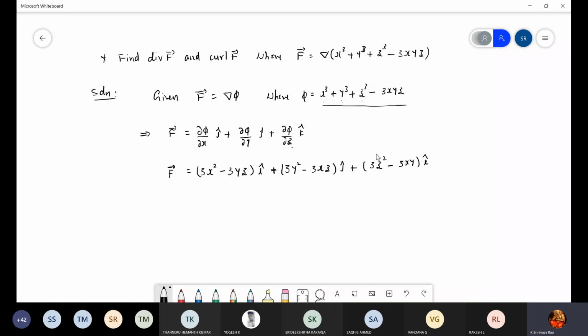Okay, so this is our vector. In the previous three problems you can observe that f is given directly. If f is given, it is the minimum requirement to calculate divergence and curl. Here they may give f in a different way. The gradient of a scalar converts it into a vector. So this is now our problem. Take this as f1, the first component, this is f2, and this is f3, the third component.